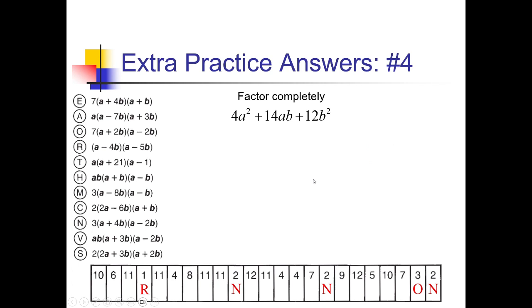Next up, we've got number 4. Now this one, I'm not starting with a lead coefficient of 1, so let me take out common factors. The best I can do, unfortunately, is just 2. I can take a 4 out of 4 and 12, but that 14's messing me up.